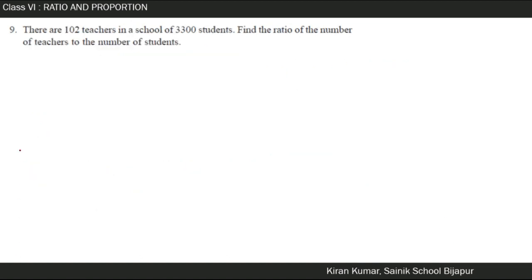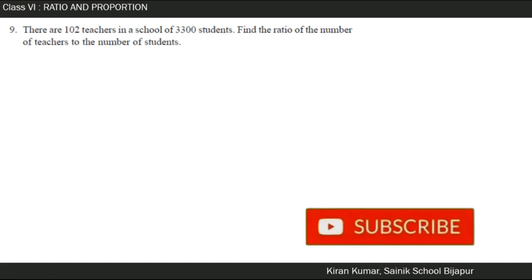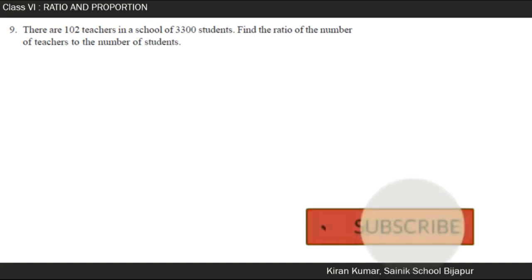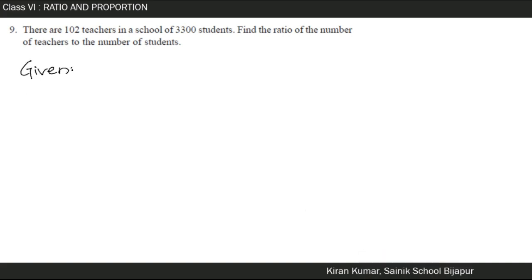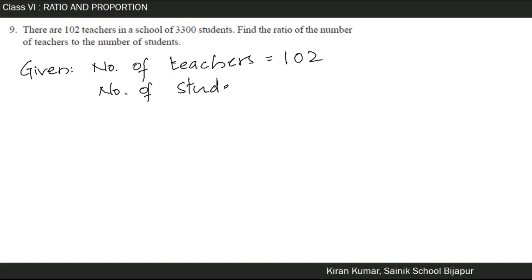Question number 9. There are 102 teachers in a school of 3,300 students. Find the ratio of the number of teachers to the number of students. Here, the given things are the number of teachers is 102, and they also given the number of students. The number of students is 3,300.